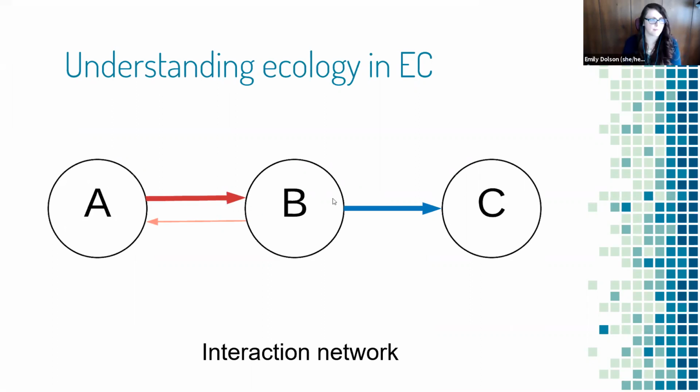And specifically what I mean by harming here is that B's fitness is lower when A is present than when A is absent. In this instance, B is also harming A, but much less. The other kind of interaction that can happen in these networks is a beneficial interaction, shown in blue. So here, B is helping C, which means C's fitness is higher when B is present than when B is absent. And so this is just a tool that we can borrow from ecology in order to describe what these ecological communities look like.